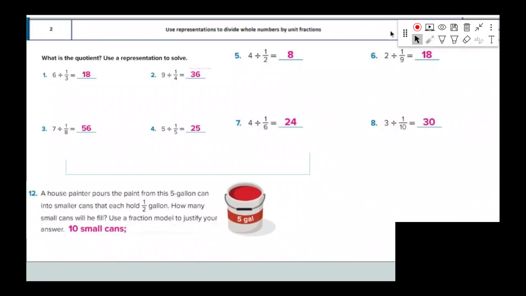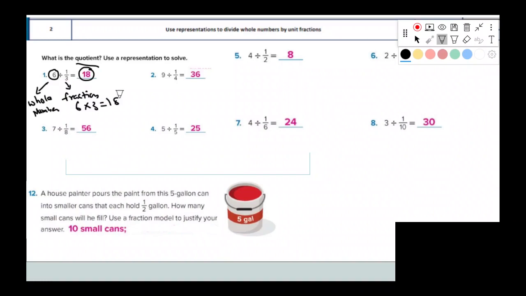Now what are we doing here? We are dividing a whole number and a fraction. 6 is a whole number and 1/3 is a fraction, a unit fraction. Because we have 1 in the numerator, it is called a unit fraction. It's very simple. When you have a whole number divided by a fraction, the quotient, this answer that you get is called the quotient. Multiply the whole number and the denominator of the fraction, 6 and 3.